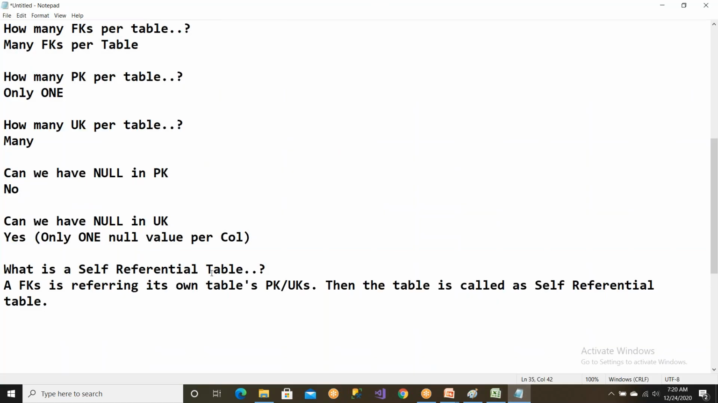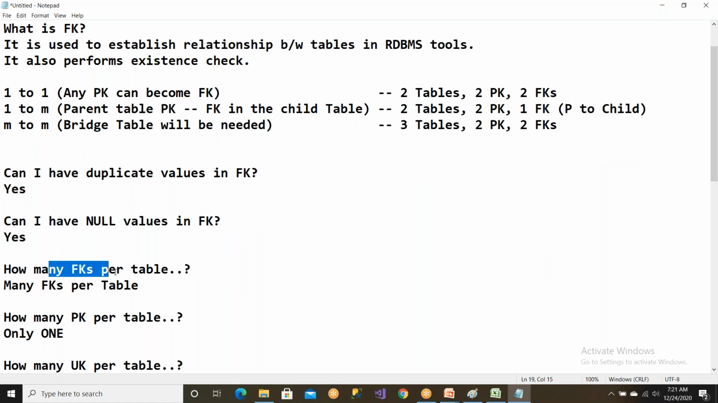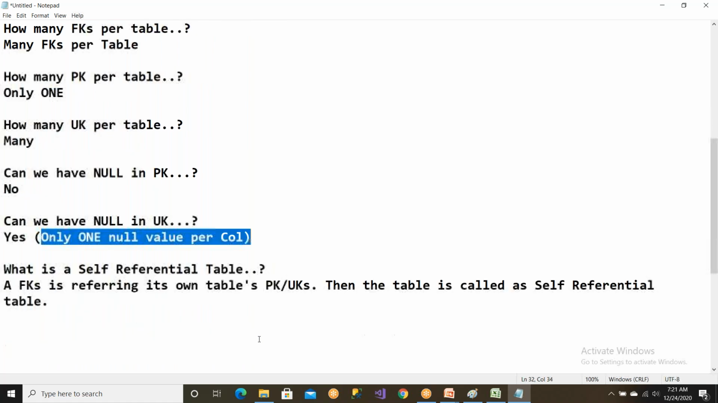These are the important interview questions that you should know clearly. Can we have duplicate values in a foreign key? Yes. Can I have null values in a foreign key? Yes. How many foreign keys per table? You can have many foreign keys per table. And how many primary keys per table? Only one. How many unique keys per table? Many. Can we have nulls in a primary key? The answer is no. Can we have nulls in a unique key? The answer is yes. How many? Only one null value per column.